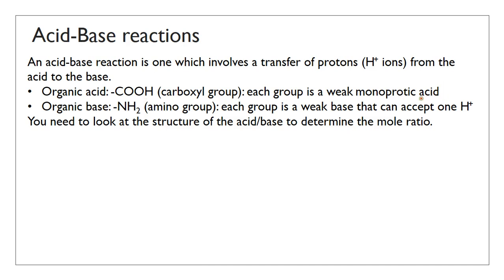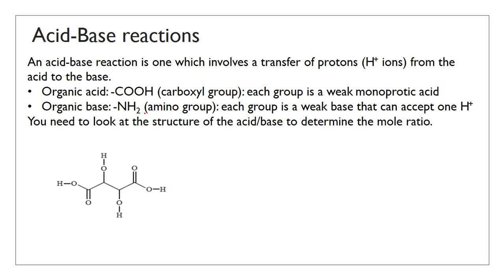In the example of tartaric acid, because there are two carboxyl groups, the tartaric acid as a whole is a diprotic acid. And you also have the organic base group. So an amino group is a weak base, and each amino group can accept one proton or one hydrogen ion. So if you have multiple amino groups in a base, then that base potentially can accept many hydrogen ions. You need to look at the structure of the acid and or the base to determine the mole ratio in the equation.